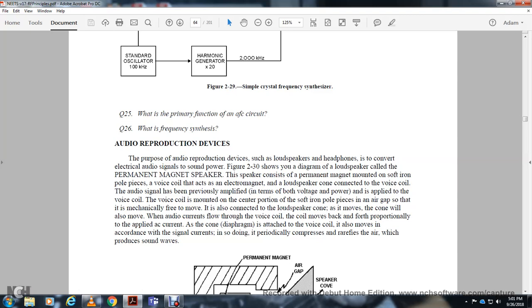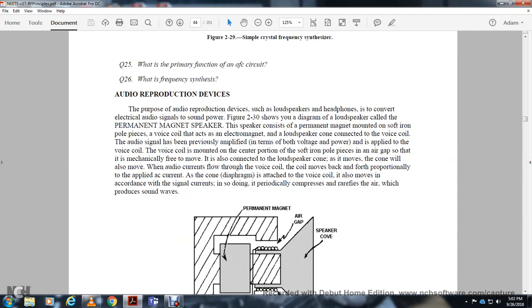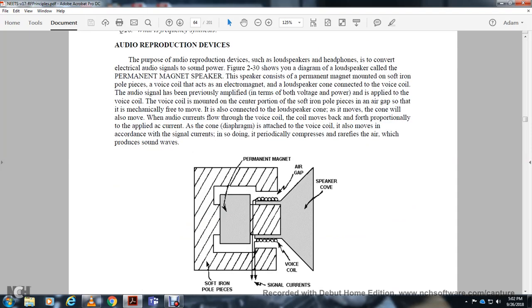As the cone diaphragm is attached to the voice coil, it also moves in accordance with the signal currents. In doing so, the periodic compression and rarefaction of the air produces sound. It shows the soft iron pole pieces, the signal current for the voice coil, the permanent magnet, air gap, and speaker cone.